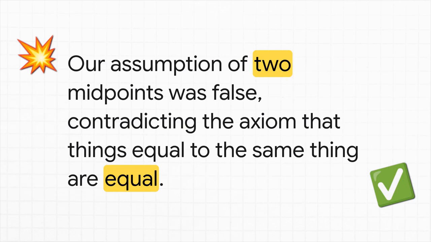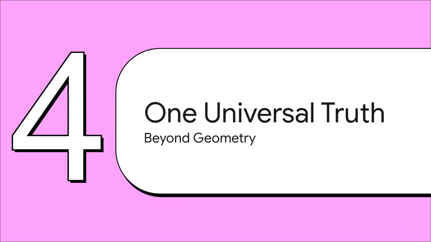And there it is. That's the contradiction. If the distance from A to P is the exact same as the distance from A to Q, then P and Q can't be different points. They have to be the exact same point. So our original assumption that we could have two different midpoints has to be impossible. We just proved that a line segment can only have one. This way of thinking is just so powerful.